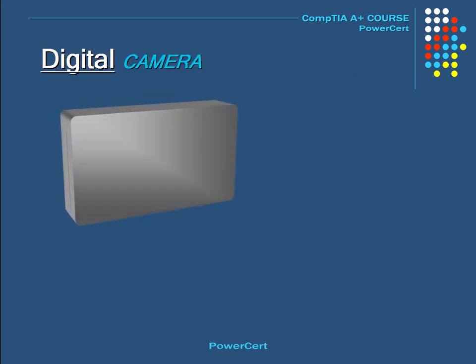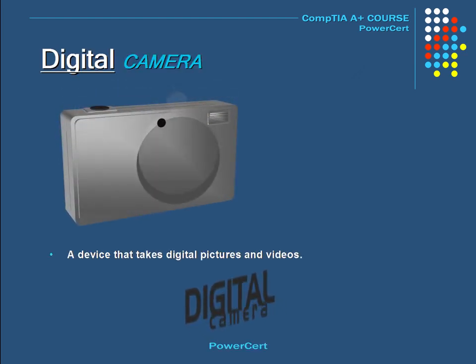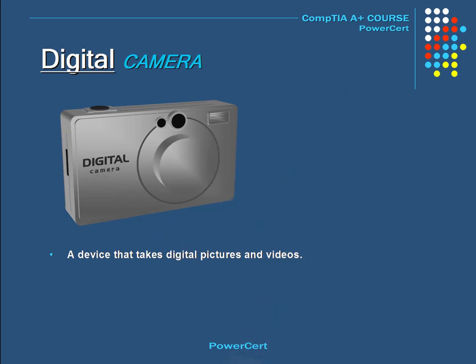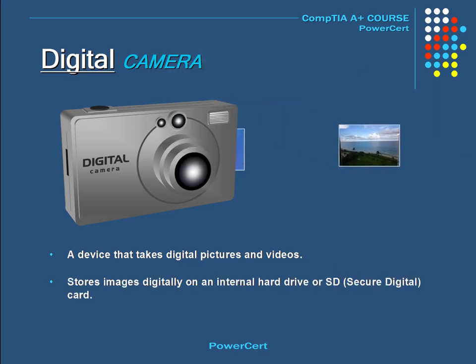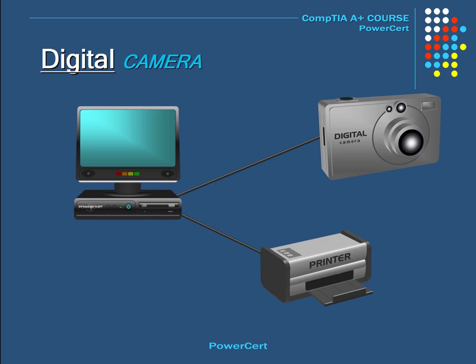A digital camera is a device that takes digital pictures and videos. Unlike standard cameras where the images are stored on film, a digital camera stores the images on an internal hard drive or on the camera's SD card. Once the images are stored, they can then be downloaded to a computer by using a USB cable or by the SD card. Once they're on the computer, the images can be viewed or printed.